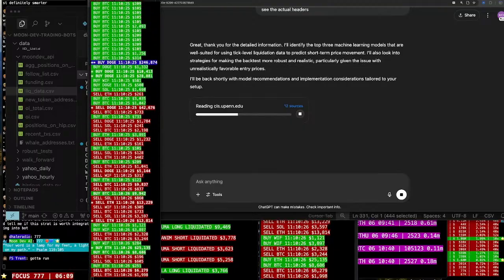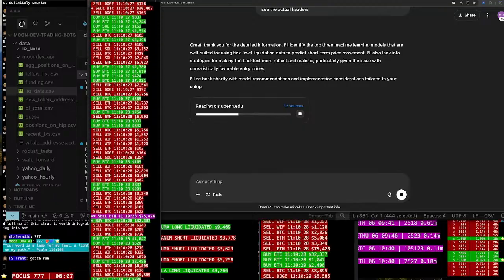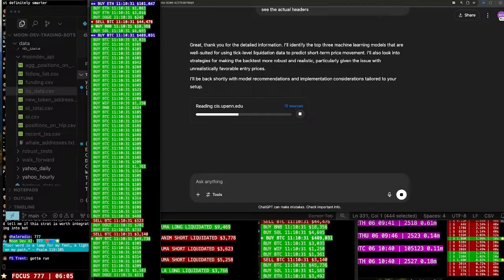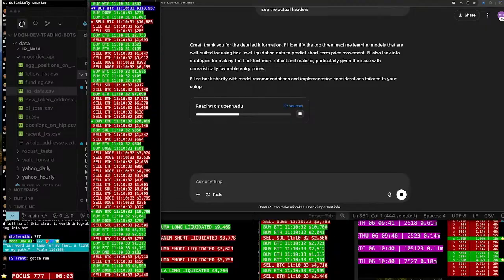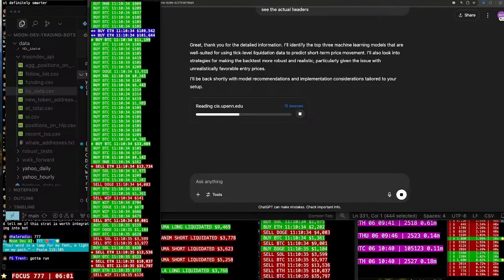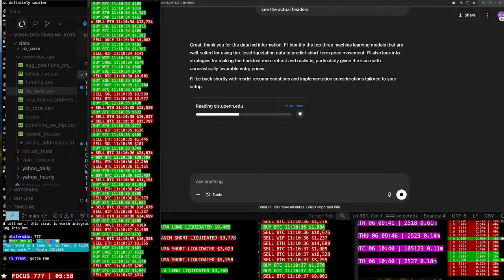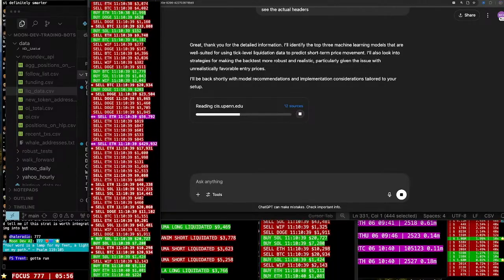It's looking at UPenn. Remember what I asked her was about the liquidation data. I got data others don't have because I'm a data dog. 25 more, 25 more.